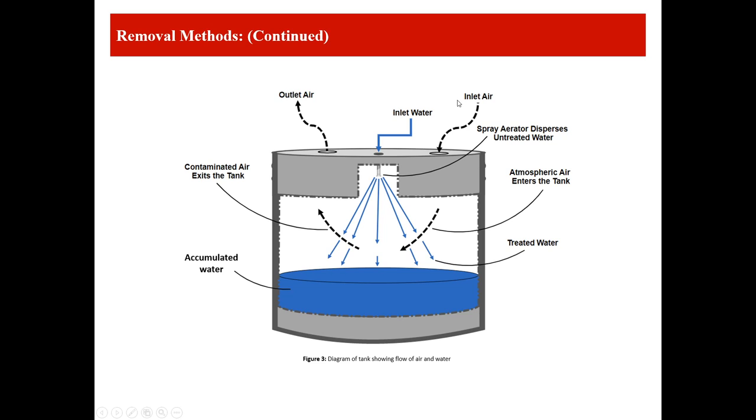Basically, as air enters the tank from the atmosphere, it comes into contact with the water that has byproducts in them. The volatile characteristics then cause the byproducts to partition to the air. So, the THMs basically need to come into contact with fresh air before reaching the accumulated water to have the best chance at being removed from the water.